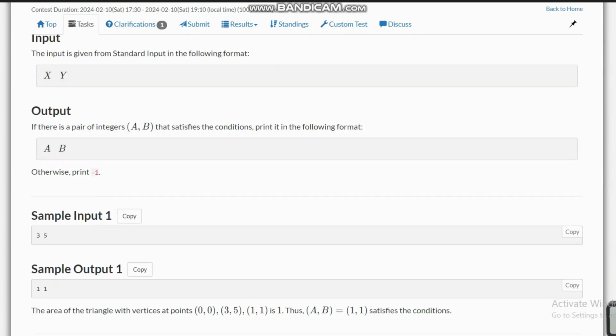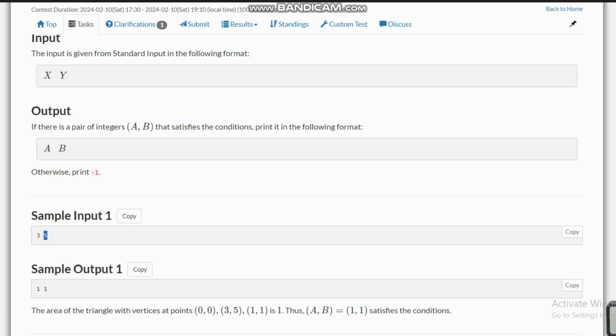If the example given is 3, 5, the answer is 1, 1. That means the area of the triangle with vertices at point 0,0, 3,5 and 1,1 is 1. So you can take 3 points in the coordinate plane and take the area of the triangle formed by these 3 points, and the area will be 1.